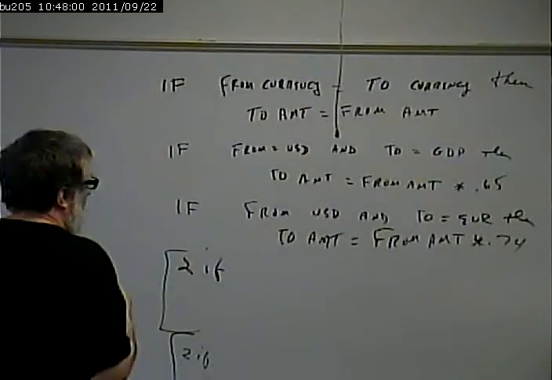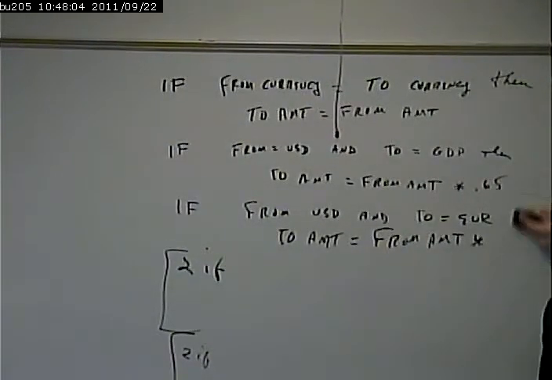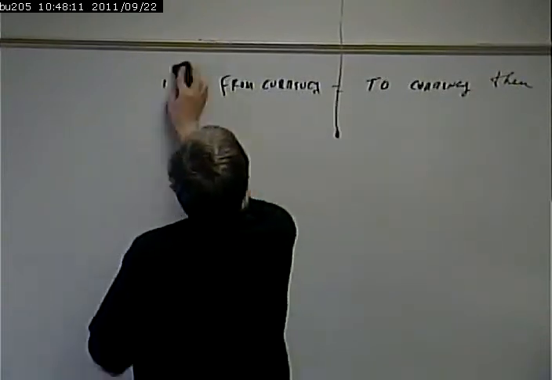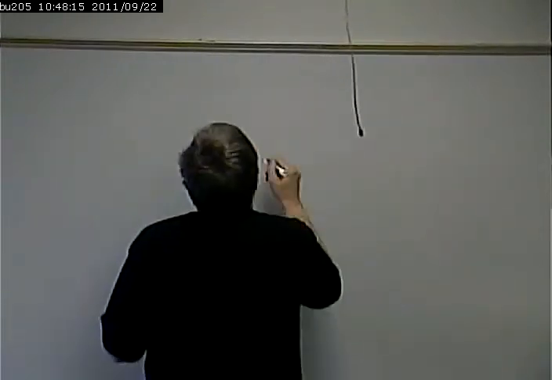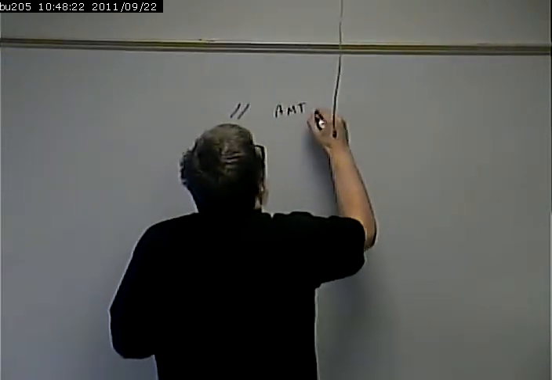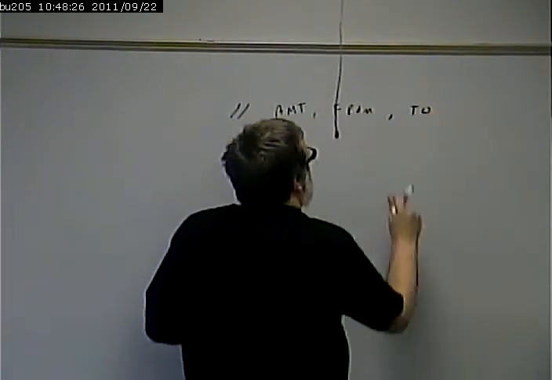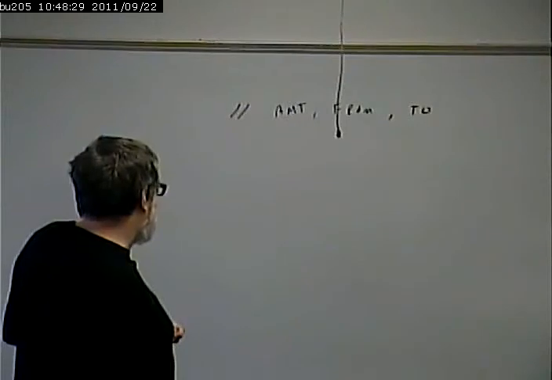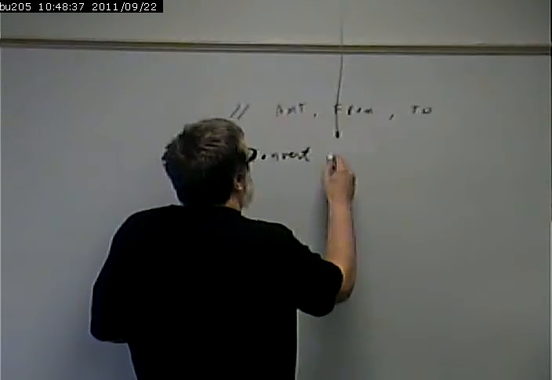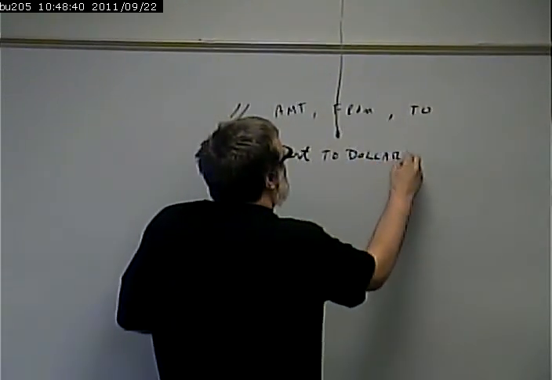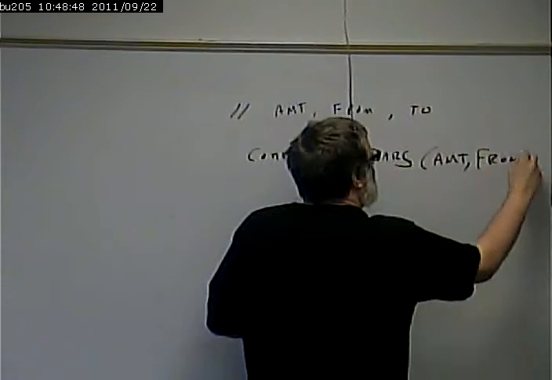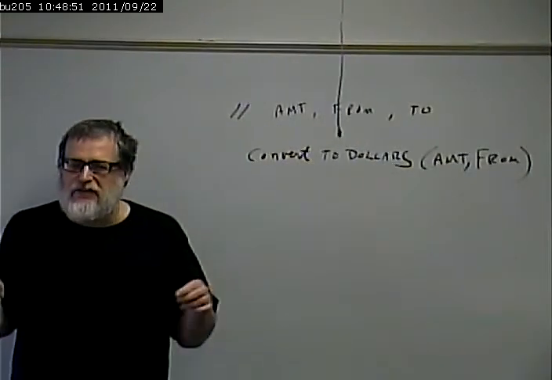So what I'm going to do is I'm going to do this. Let's get rid of this because this doesn't scale. I still have an amount, a from, and a to. I'm going to convert $2, whatever the amount is, in the from currency. So whatever I'm given, I'm going to convert it to dollars.